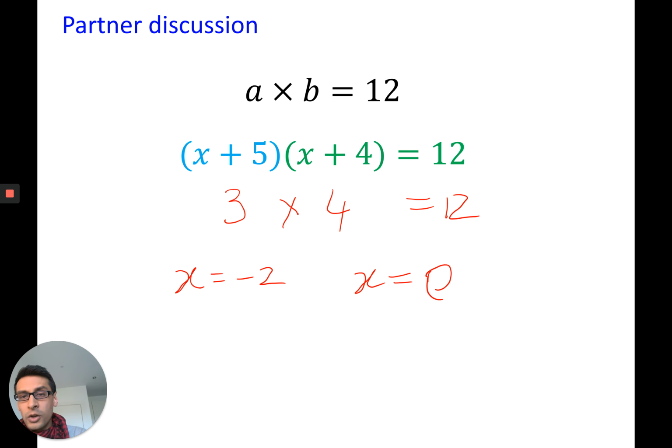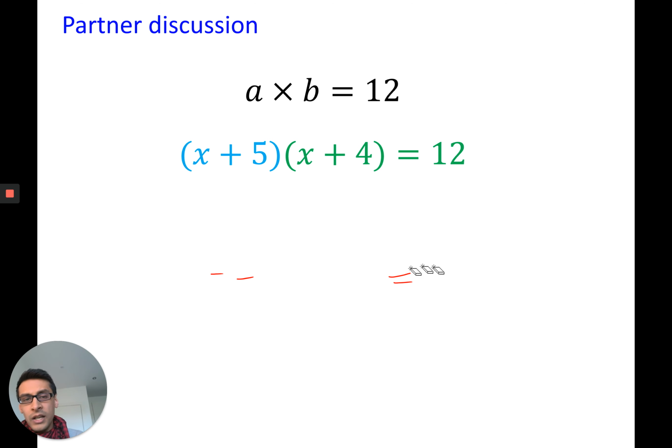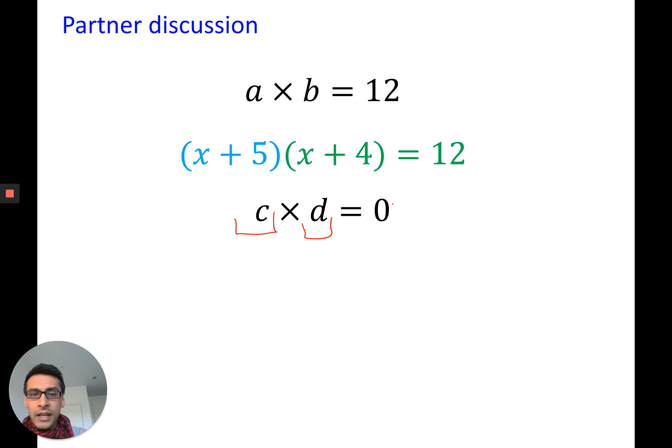Now, there's lots of other combinations. I just happen to have chosen 3 times 4. You might come up with other combinations there as well. But you can see we're kind of looking at the idea of 2 brackets. I mean, we've got a quadratic here. We're going to build on this idea for the next question. Well, what happens if I told you that when I multiply these 2 things together, I get 0? Well, what combinations could we come up with?